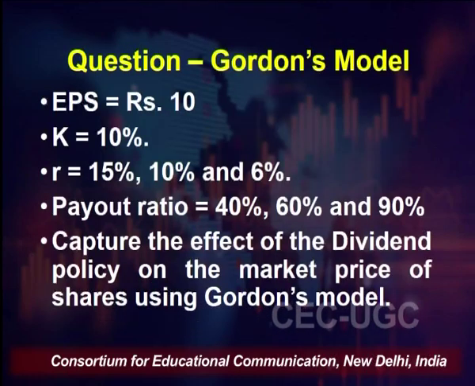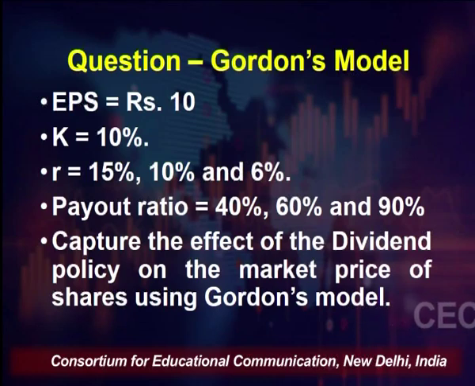Now, let us try and understand the Gordon model with the help of one equation. The equation is there on the screen. Here EPS is given as rupees 10, K is 10%, R is 15%, 10% and 6%. So, again we have 3 cases like we have discussed in the case of Walter's model. Here the payout ratio is 40%, 60% and 90%. That means we have 3 cases for payout ratio as well.